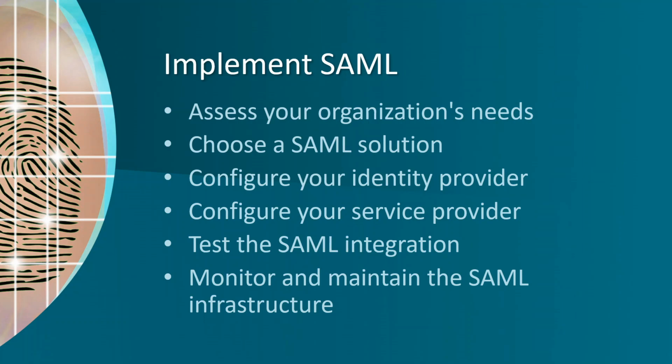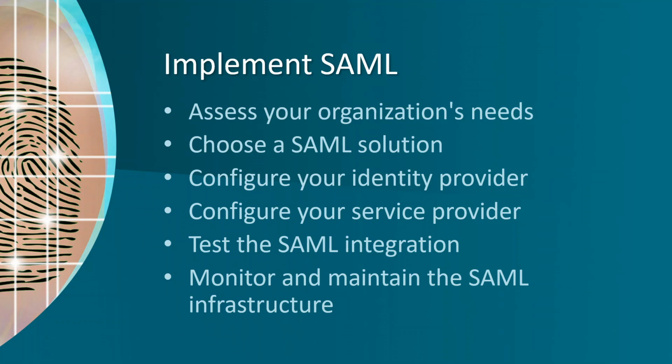Set up your identity provider (IDP), which is responsible for authenticating users and providing SAML assertions to service providers. Configure the IDP with the necessary user attributes and policies and establish trust between the IDP and SP. Configure your service provider, or SP, to trust the SAML assertions provided by the IDP. This involves setting up the SP metadata, which contains information about the SP's endpoint and the IDP's public certificate. Test the SAML integration to ensure that it is working as expected. Verify that users can authenticate using SSO and that they are able to access the appropriate applications and services.